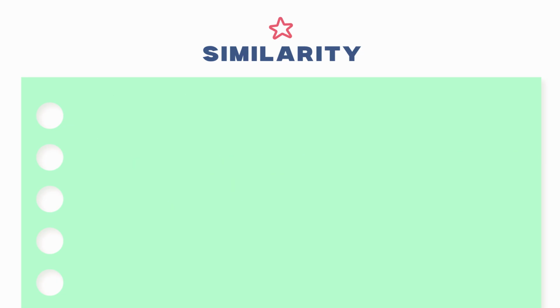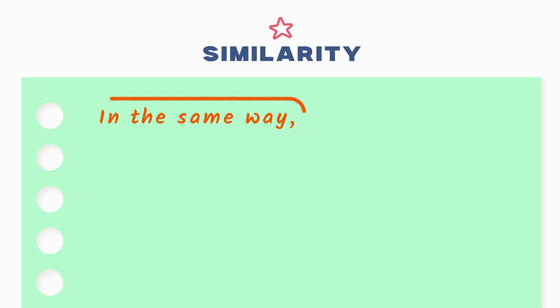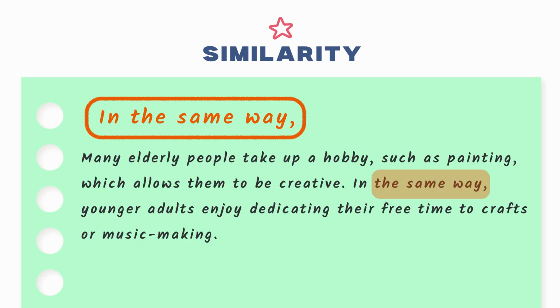Our next linking word to talk about similarity is in the same way. For example, many elderly people take up a hobby, such as painting, which allows them to be creative. In the same way, younger adults enjoy dedicating their free time to crafts or music making. So we are talking about two groups of people, elderly people and younger adults, who have a particular hobby. So we're talking about something similar, and we use in the same way.